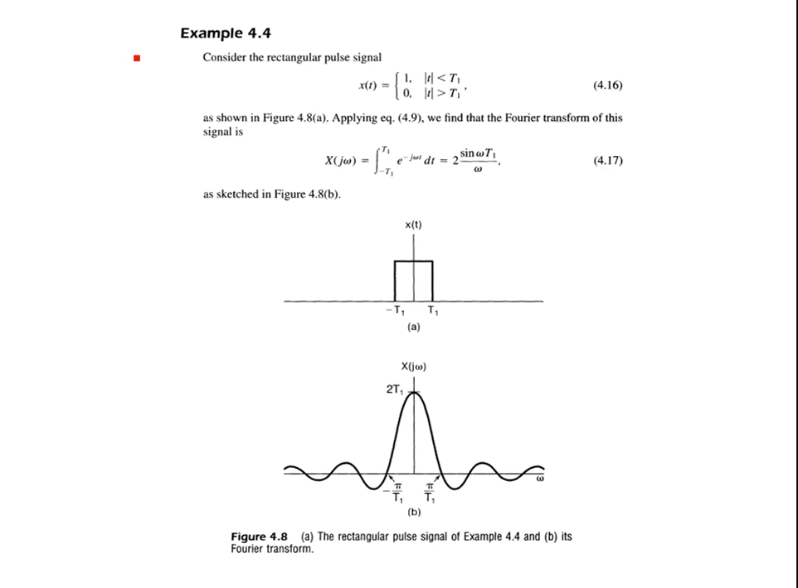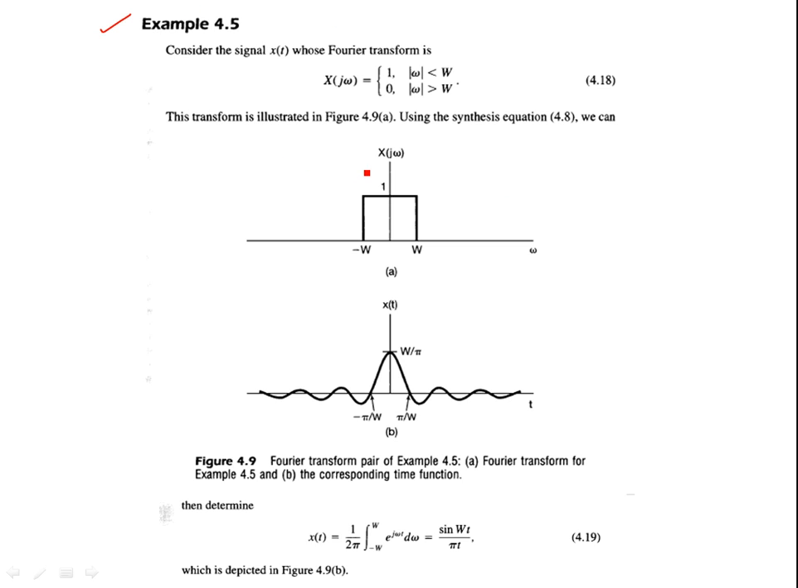If you revisit example 4.4, we saw that if x of t is a rectangular pulse, then the Fourier transform consists of a sinc function like this. And in example 4.5, we said the other way around, that if in the transform domain we have a rectangular pulse of width 2W, then the inverse Fourier transform gives you a sinc function. So the sinc function and the rectangular pulse are Fourier duals, right? If you have a rectangular pulse in the time domain, in the frequency domain it's a sinc function. If you have a sinc function in the time domain, then the Fourier transform is a rectangular pulse.